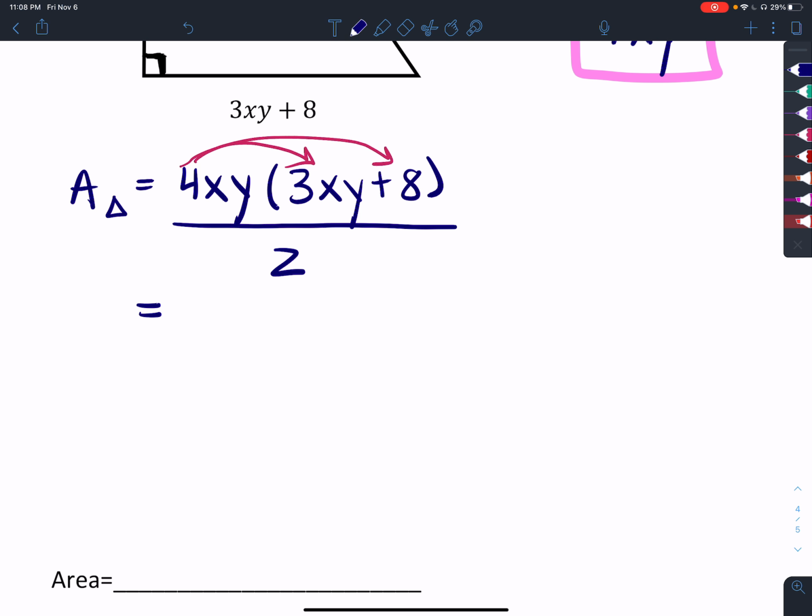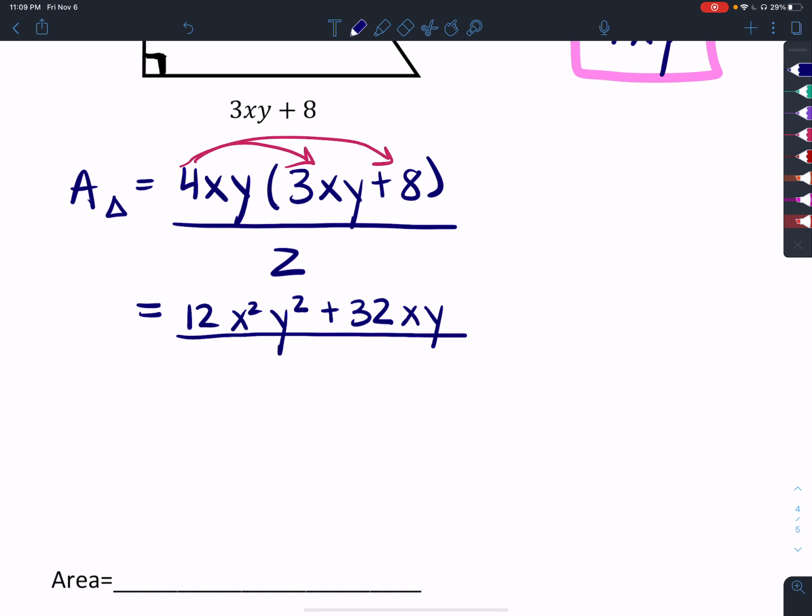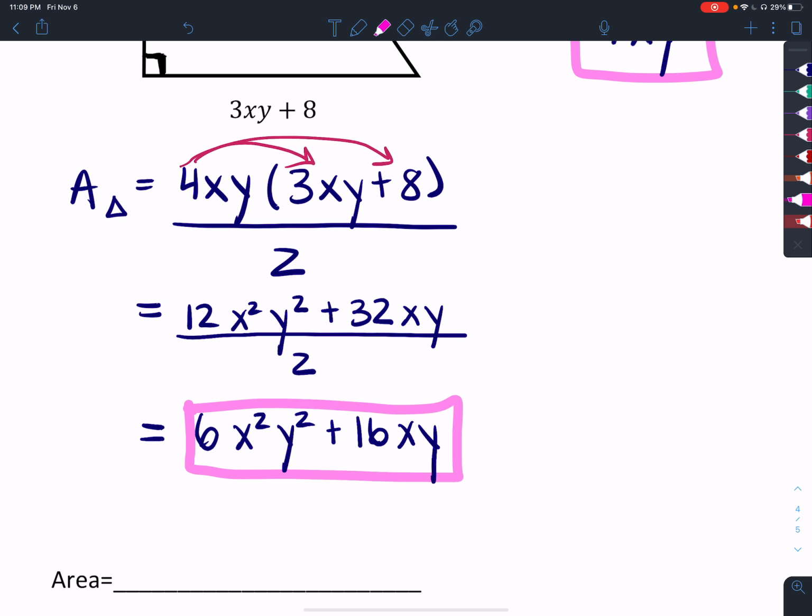Okay, so now we're going to distribute this. I'm going to get 4xy times 3xy. I'm going to get 12x squared y squared, and then 4xy times 8. That's going to give us 32xy, and that is still divided by 2. So now we're going to do the division by 2. We get 6x squared y squared plus 16xy. And that is the answer for the area.